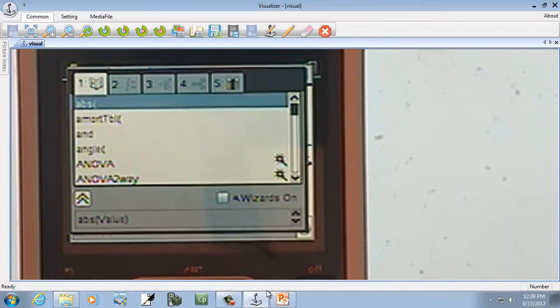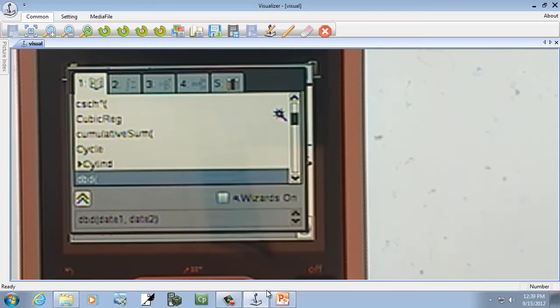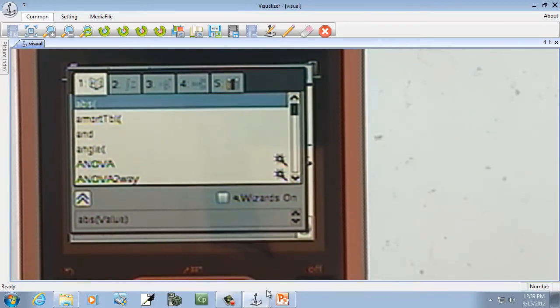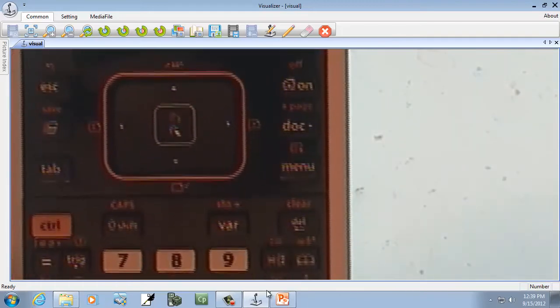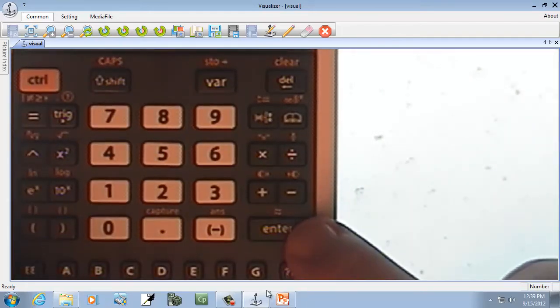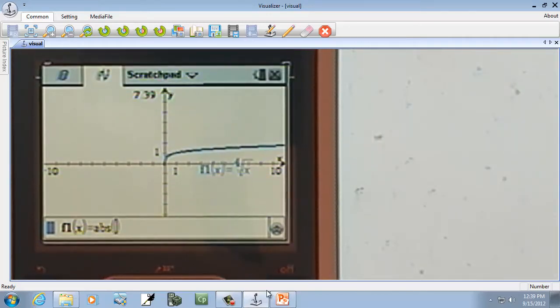And to go to the A's, you can press A if you're not already there. If I press B, it'll take me down to the B's. C's will take me to C. D will take me down to D's. But anyway, I'm going to press A. And the first one, I know you can't see that real well, but that says absolute value. So we're going to go ahead and push enter on it. Now when I say enter, I'm talking about the enter right here. And it puts the absolute value there.